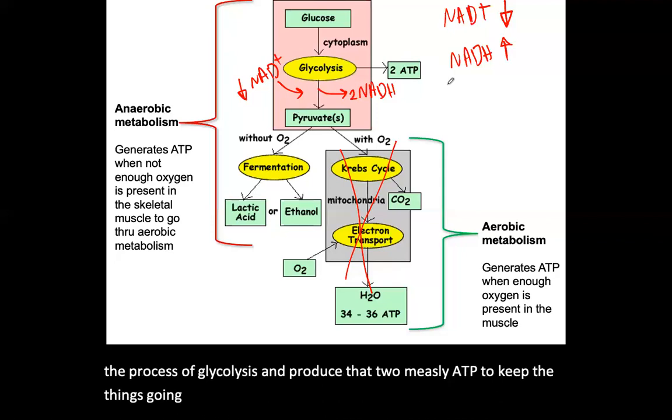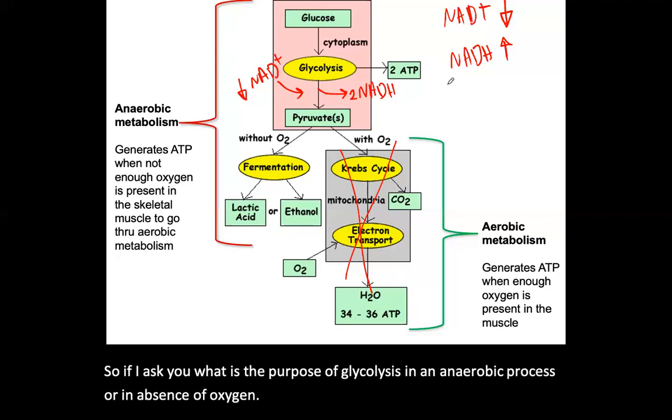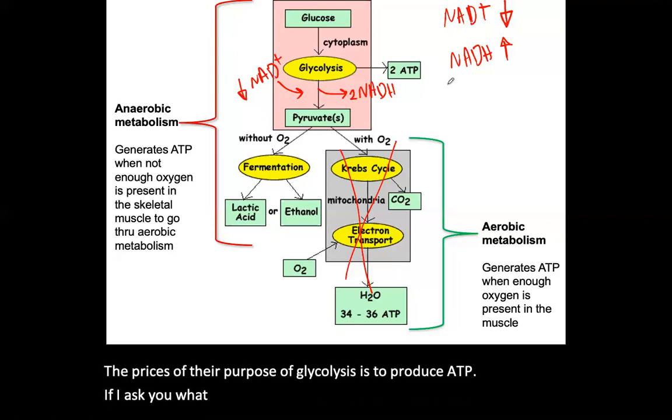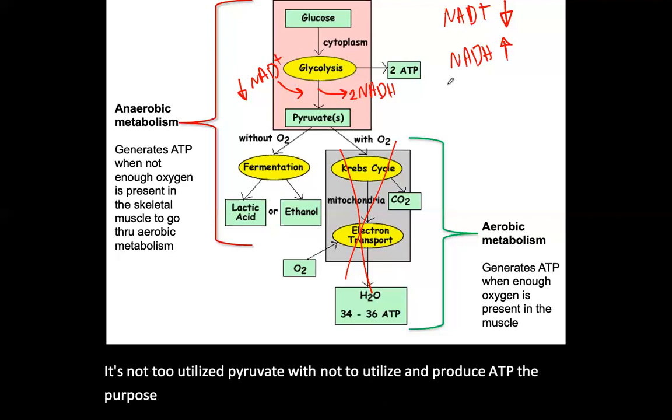So if I ask you, what is the purpose of glycolysis in an anaerobic process or in absence of oxygen? The purpose of glycolysis is to produce ATP. If I ask you, what is the purpose of fermentation? It's not to utilize pyruvate, it's not to utilize and produce ATP. The purpose of fermentation is to recycle NAD plus.